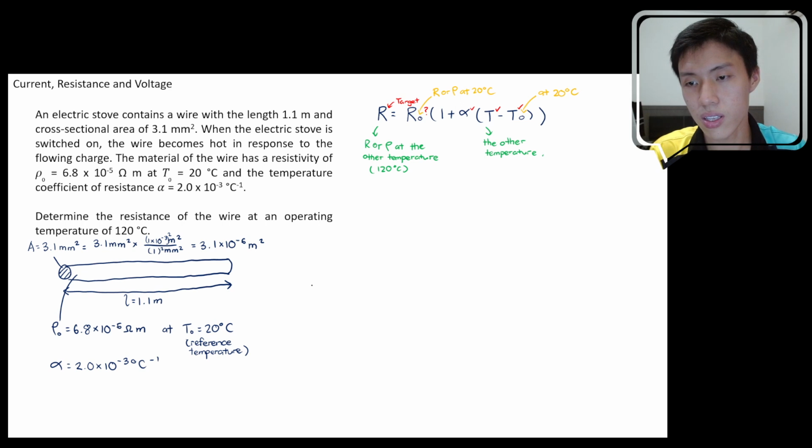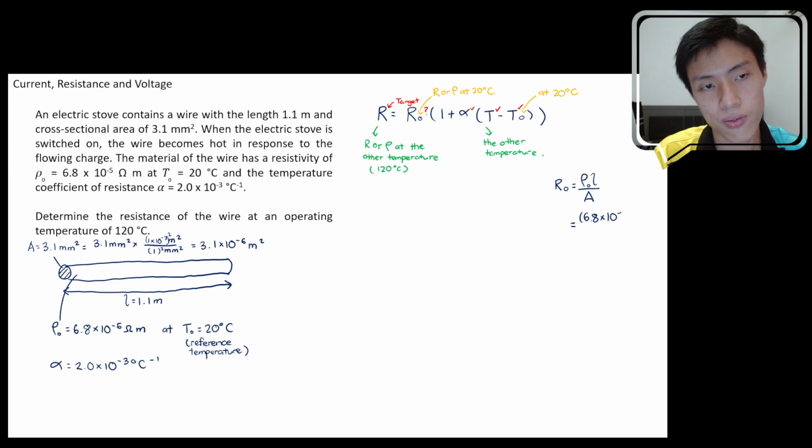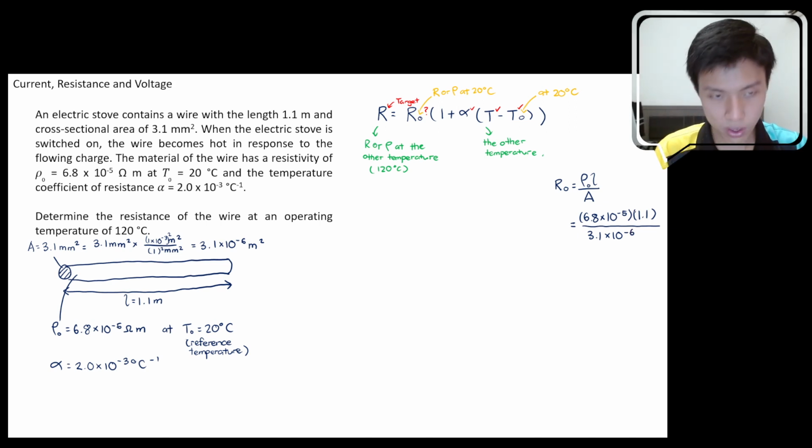R naught will be just rho L over A, right? But we have to be clear, this is the rho at the reference temperature. This is not the rho at 120 degrees Celsius, because we are finding the resistance at the reference temperature. So rho naught here will be 6.8 times 10 to the power negative 5. The length is 1.1, and the cross-sectional area is 3.1 times 10 to the power of negative 6.